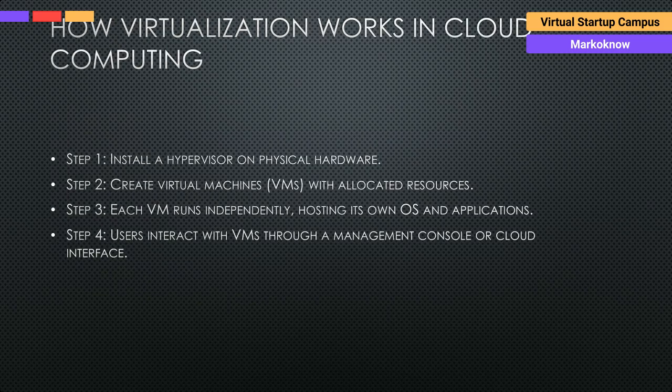How does virtualization work in cloud computing? Okay, first install a hypervisor on physical hardware, and create virtual machines on it. After that, each VM runs independently, hosting its own OS and application. The fourth step is that users interact with the VMs through a management console or cloud interface.